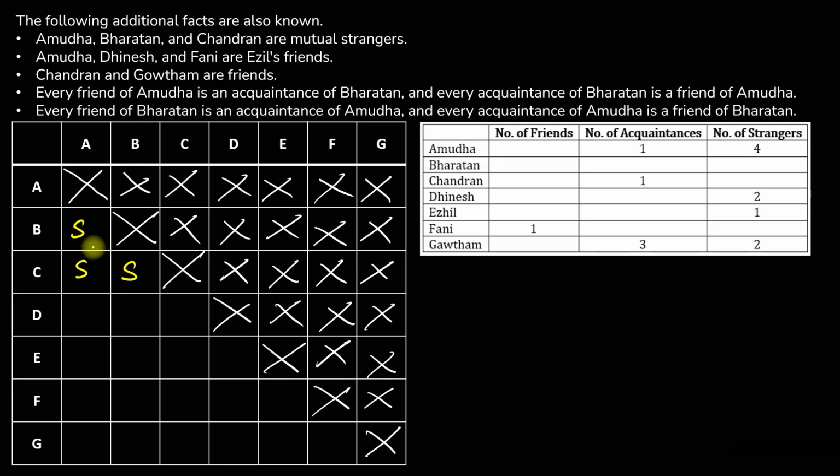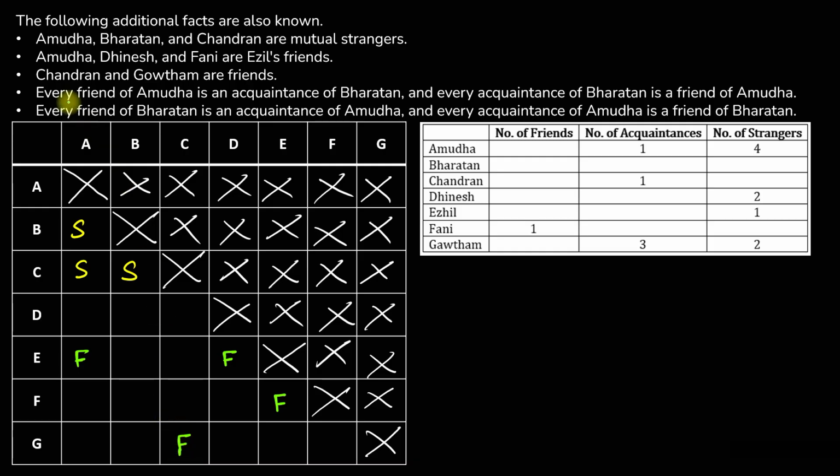Okay, fine. Next, A, D and F are E's friends. Okay, so E's friends are A, D and F. So E and F are friends. So we have this. E's friends are A, D and F. Fine. Next, C and G are also friends. So C is friends with G. So this is friends over here.